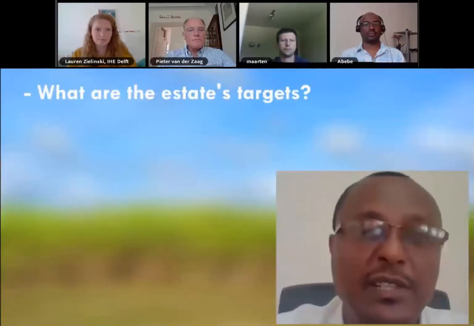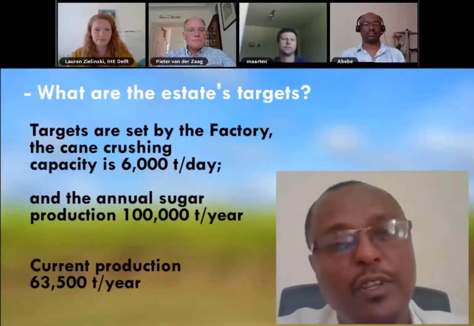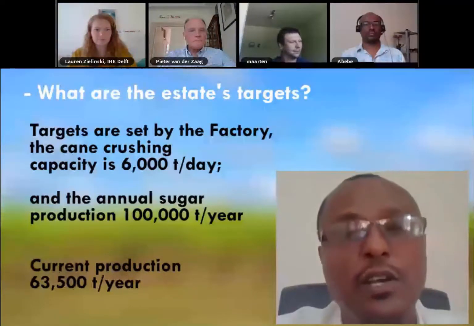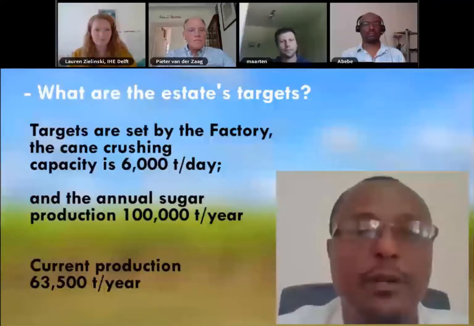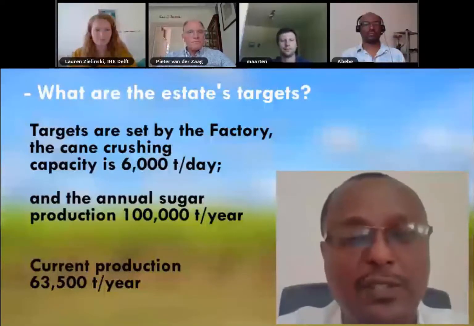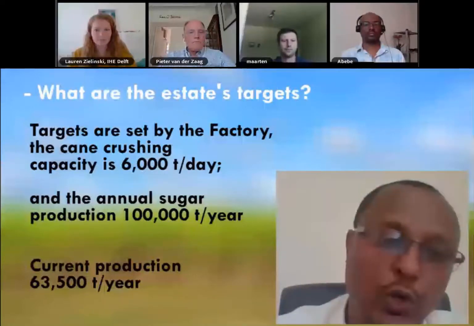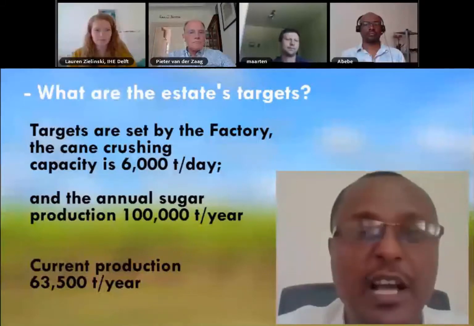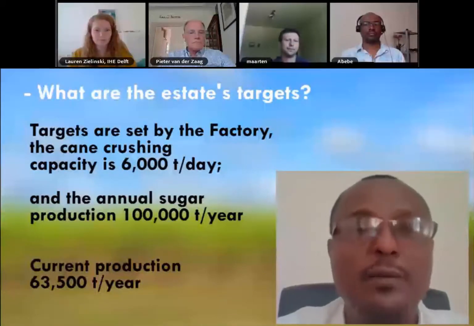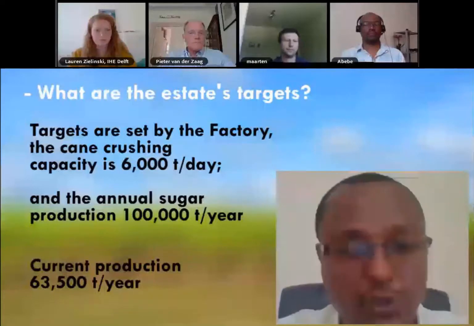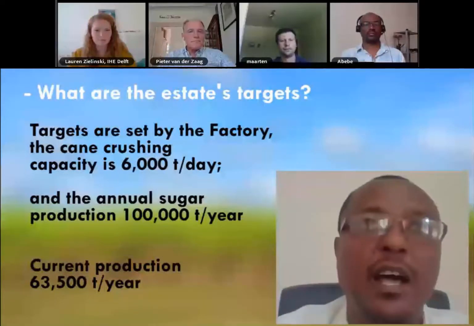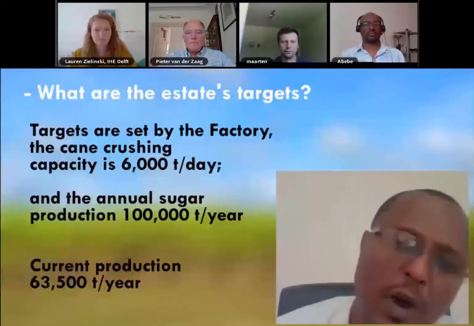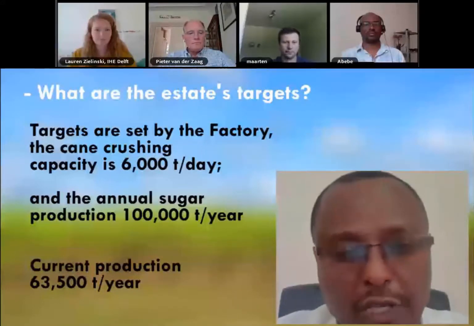The new factory capacity is double that of the old two factories. It has a 6,000 ton per day cane crushing capacity. Regarding sugarcane, annually the sugar factory has the capacity to produce 1 million quintal of white sugar. From year to year, we are planning 1 million quintal of sugar per year.